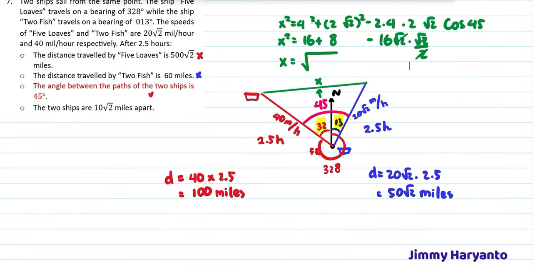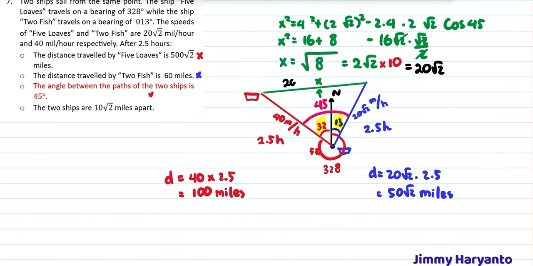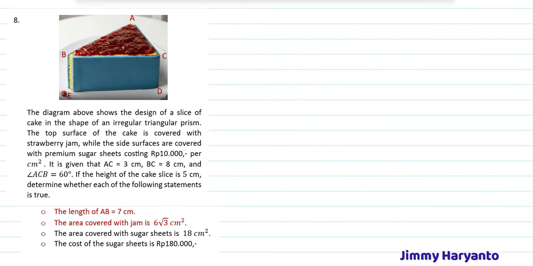24 minus 16 is 8. That means 2 square root of 2. Don't forget to times it by 10 because we simplified before. So 20 square root of 2. So this one is 20 square root of 2. The option says 10 square root of 2, so this one is not correct. And then next is question 8.